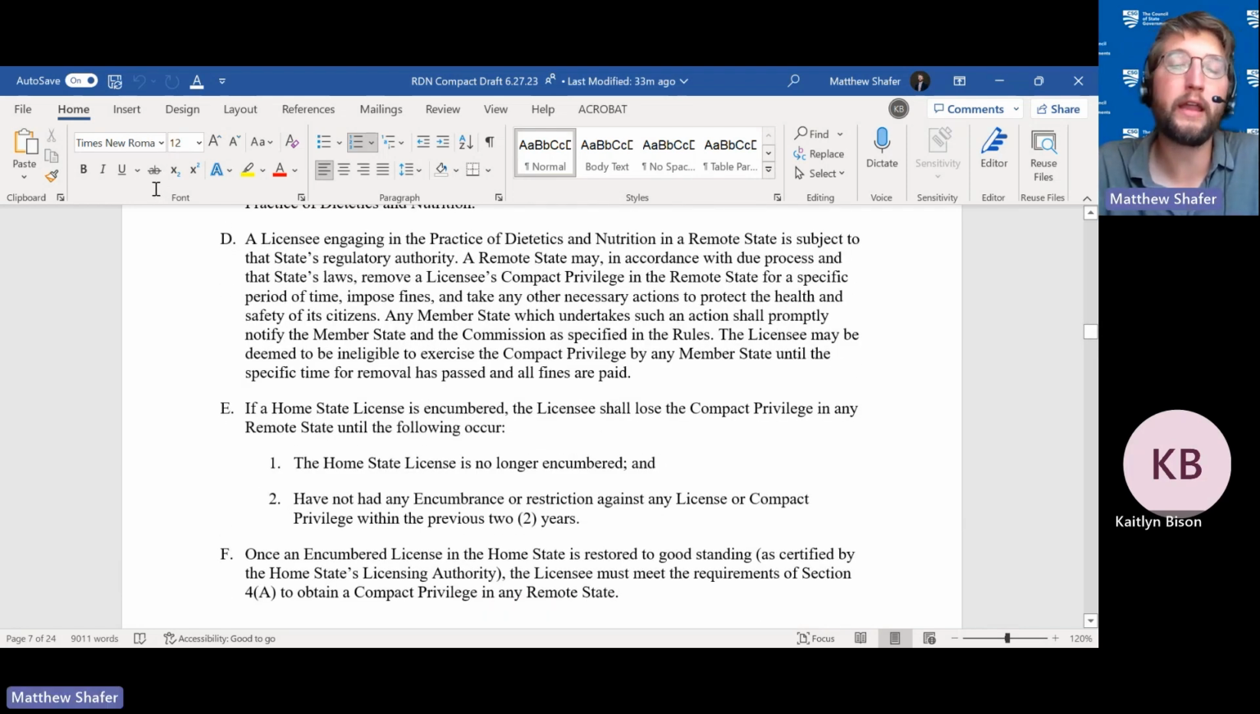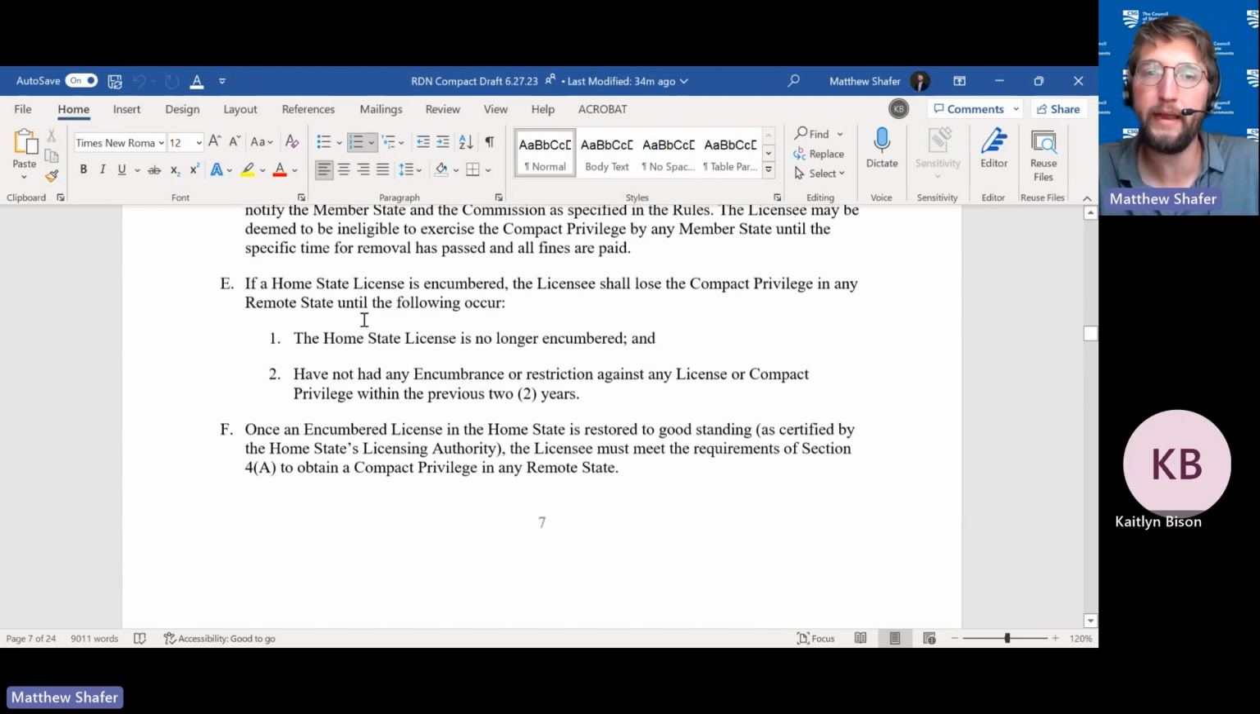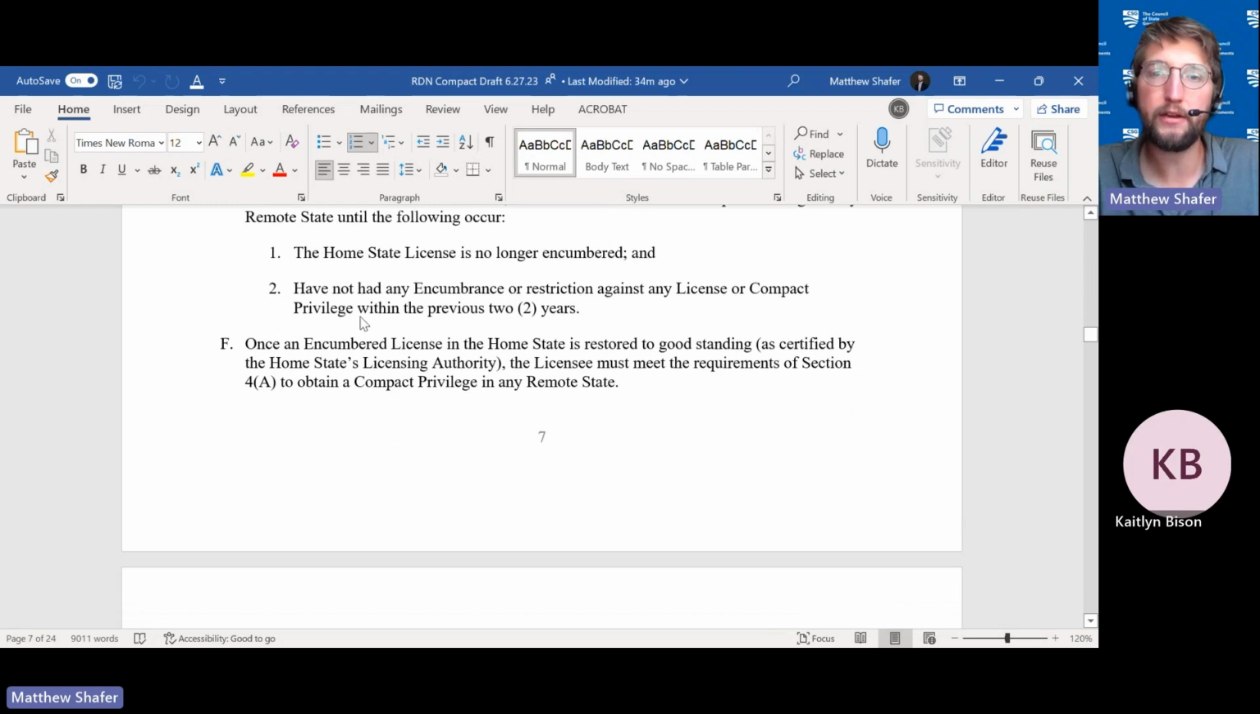And D is talking about this particular point that the practice is subject to that state's regulatory authority. So if you violate the Practice Act in a remote state, that remote state board can take action against your compact privilege just as if you held a license there. So think back to my example I just gave with Texas and Oklahoma. If I'm practicing in Oklahoma under a compact privilege, Oklahoma can take action against my compact privilege if I violate their laws. E is just talking about how your privilege is restored to good standing if a state takes an action against it.